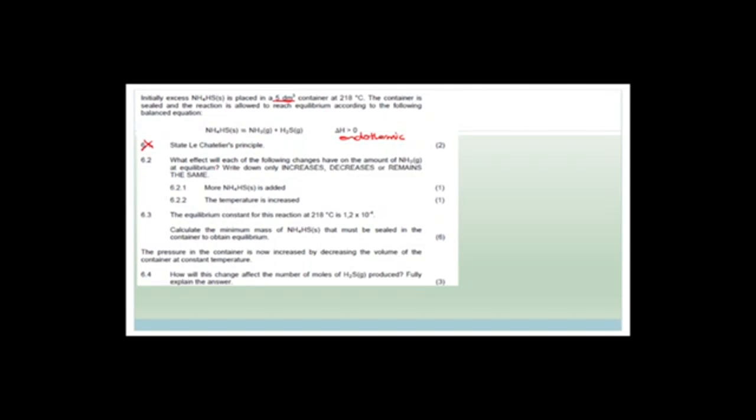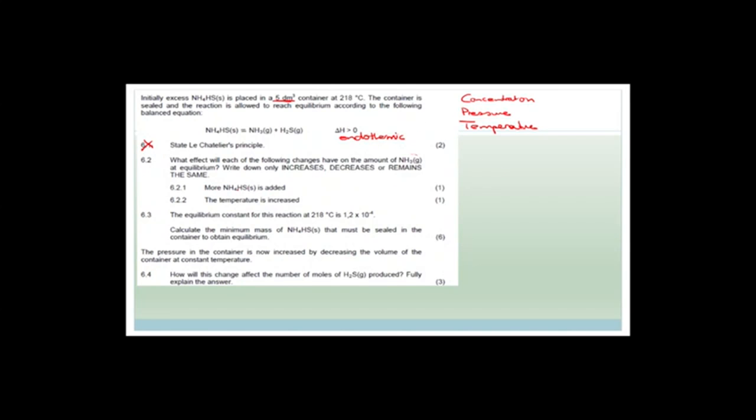Okay, what effect will each of the following changes have on the amount of ammonia at equilibrium? Only increases, decreases, and remains the same. Okay, so what are the things that change? We've got concentration, we've got pressure, and we've got temperature. Those are the things that change our equilibrium position.